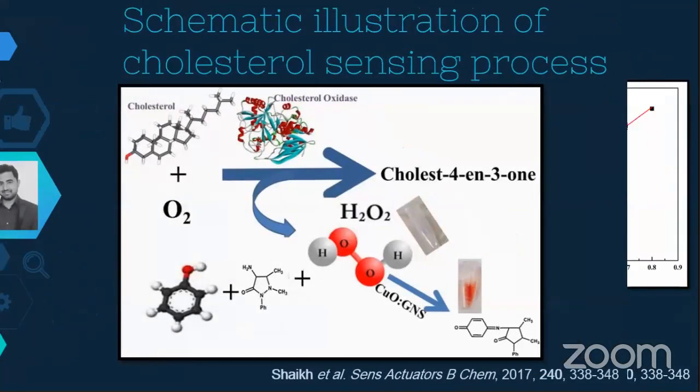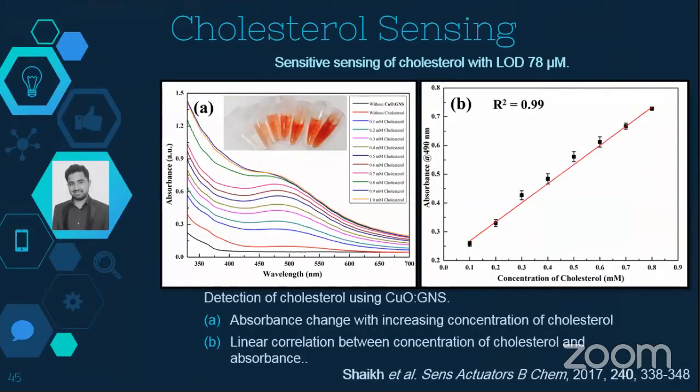Okay. So this is the cholesterol sensing. You can see the absorbance changes with increase in concentration of cholesterol. A very linear correlation between the concentration of cholesterol and absorbance is found here, highly linear in nature. The LOD, that is the limit of detection, for cholesterol sensing was found to be 78 micromolar.